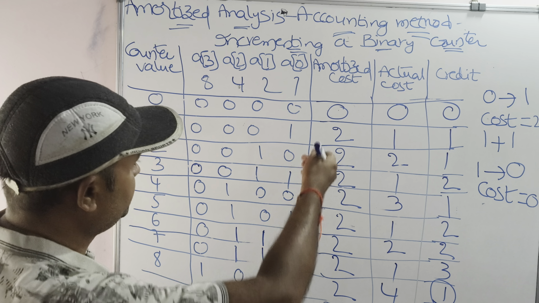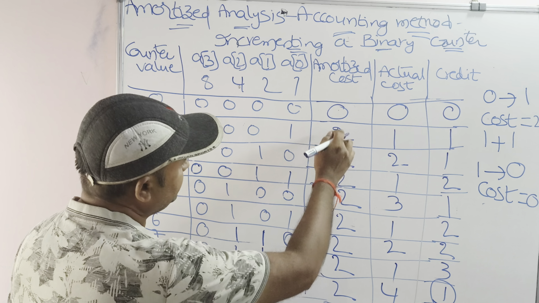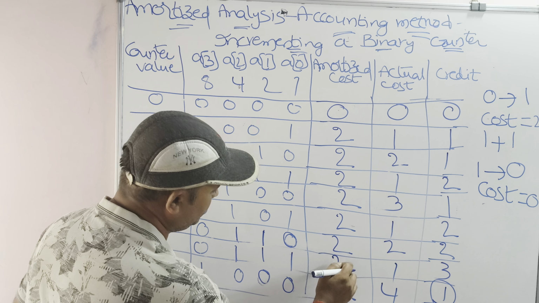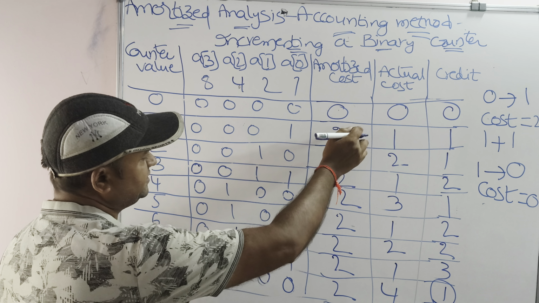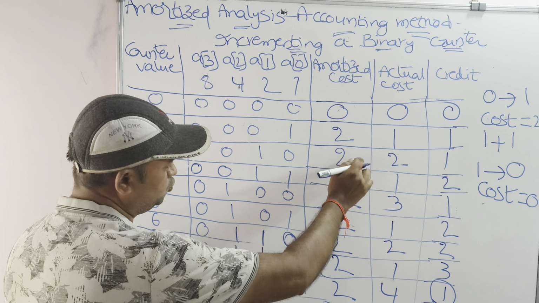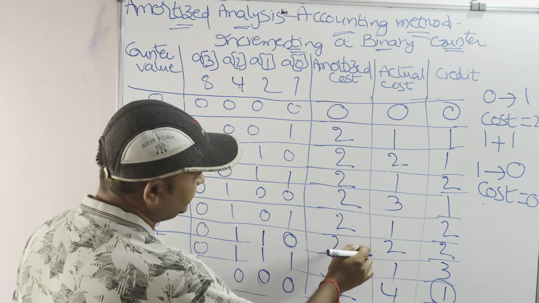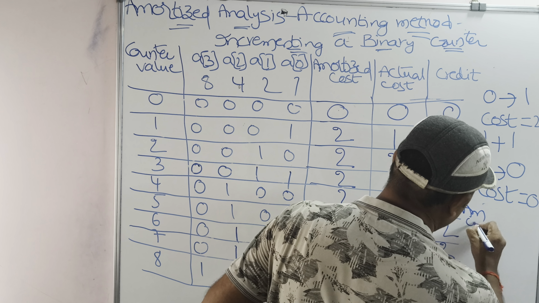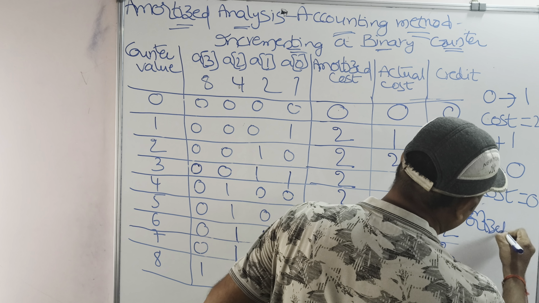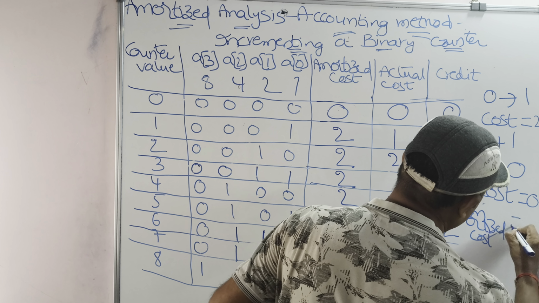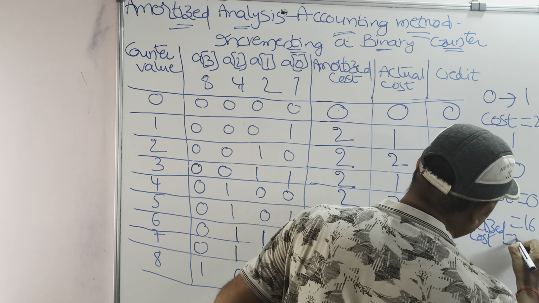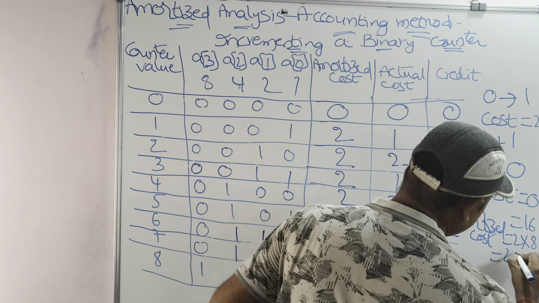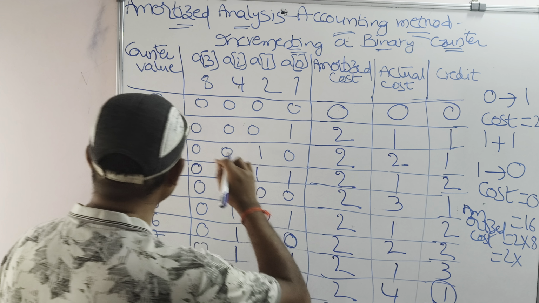Okay. So this is the column. So here 0 plus 2 plus 2 plus 2 plus 2 plus 2 plus 2 plus 2 plus 2. So how many 2's are there here? 1, 2, 3, 4, 5, 6, 7, 8. So what is the amortized cost here? Amortized cost is equal to 16. So we can write 16 as 2 into 8.